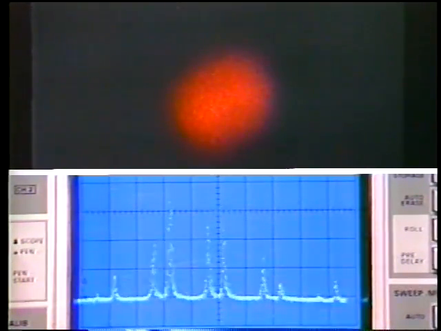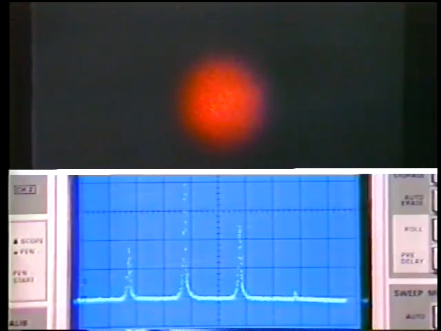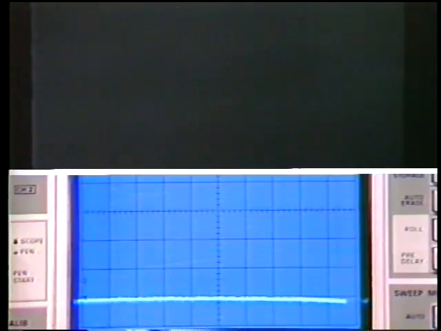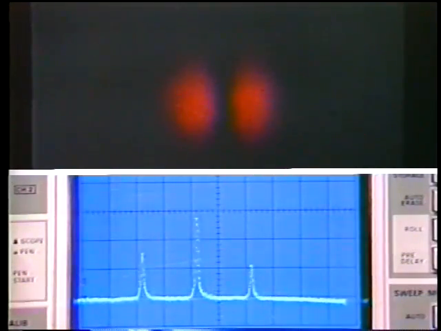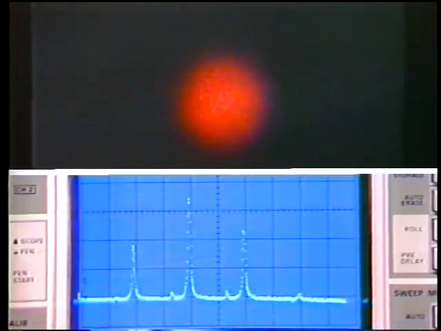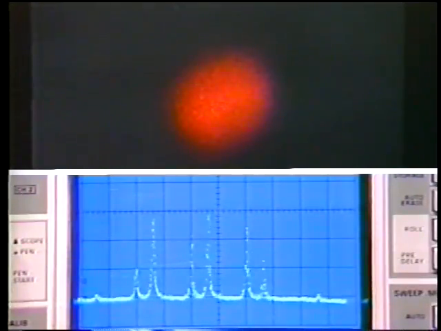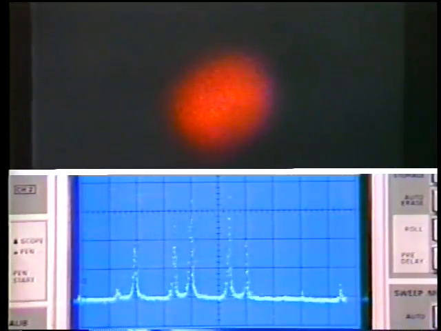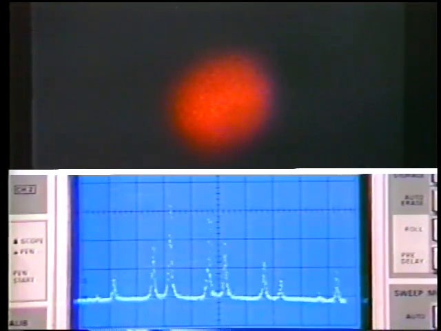Now let me go back to the 1,0 mode. Here I am, 1,0 mode, and then over here, which is the 2,0 or 0,2, depending, as I say, on how you count them. And now I'm back to the mixture of transverse modes.